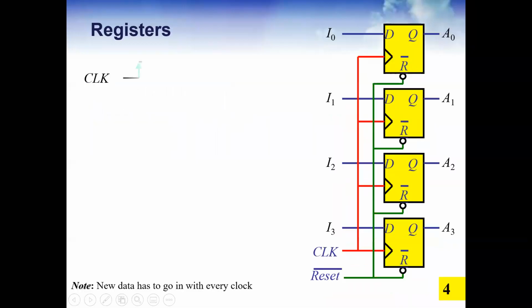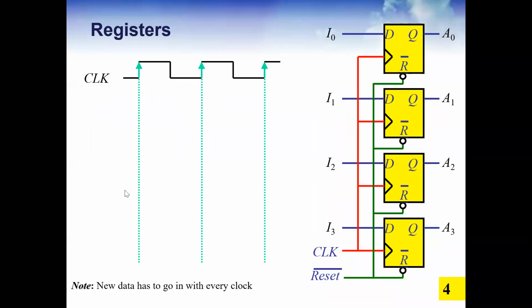Try to understand how the data is going to be stored inside it with the help of a waveform or with the help of a timing diagram. So this is a clock, girls, which is connected to all four flip-flops. And if you look at the clock, this is a positive clock. Positive clock means this is a positive edge clock, meaning the information will update with the clock.